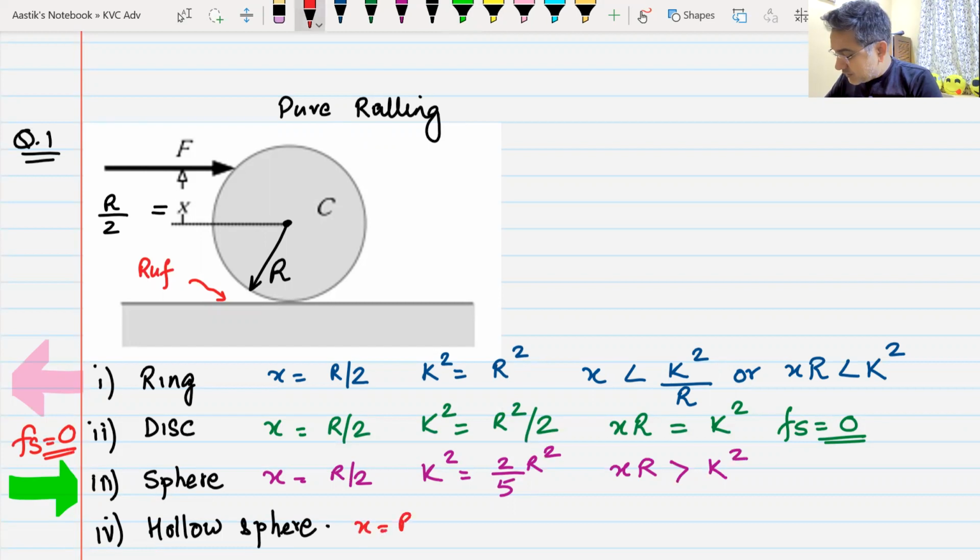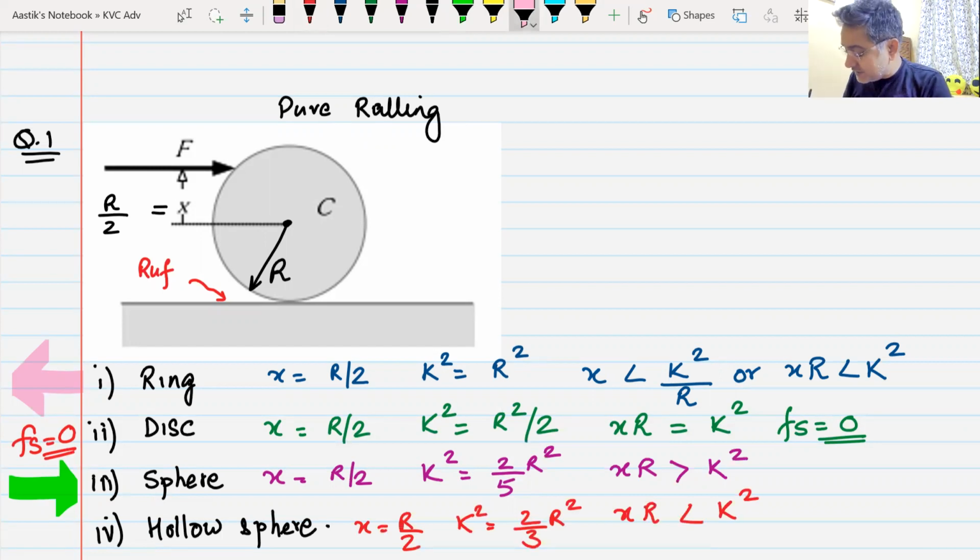Then comes the last case, the case of the hollow sphere. X is already r by 2. Here k square is 2 by 3 r square, and we get the condition that xr is less than k square. So friction should be in the opposite direction. Here in this case, the friction is backwards. Do we understand this? Yes, sir.